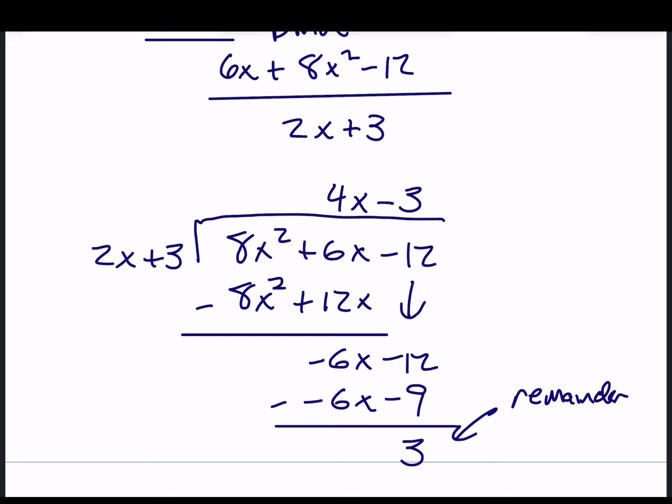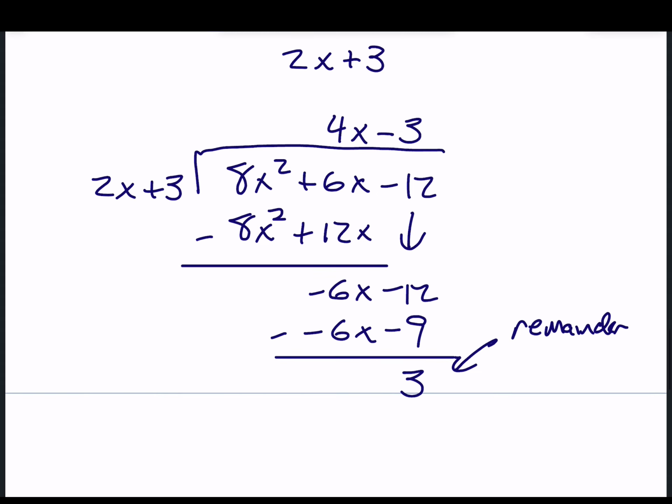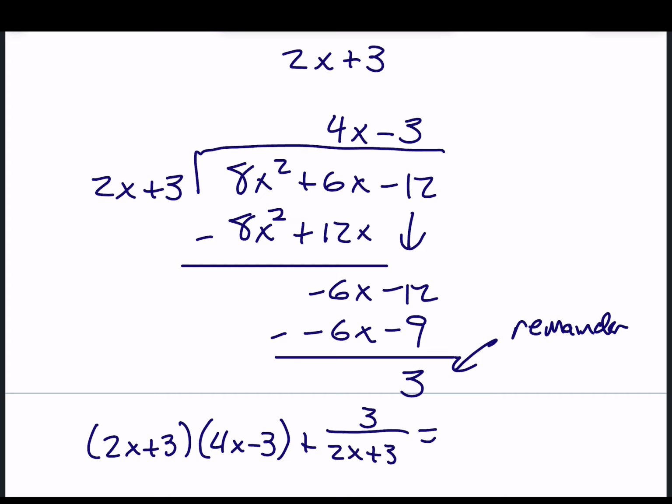So our remainder this time is not 0. So if we were to rewrite this as multiplication, we would have to rewrite it as 2x plus 3 times 4x minus 3, plus our remainder over 2x plus 3. And that's exactly equal to 8x squared plus 6x minus 12.